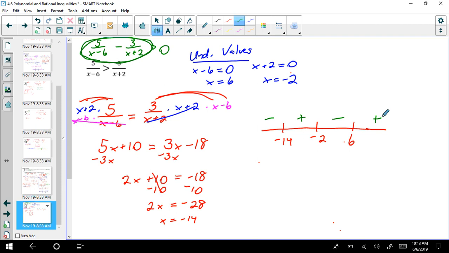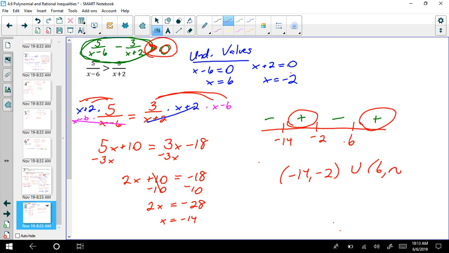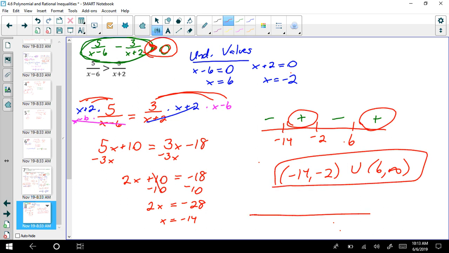And now let's answer the question. I had greater than 0, so I want the positive regions. And will I use parentheses or brackets? I should use parentheses because I don't have the equal to bar. There would be my solution intervals. And if I graphed it, I have parenthesis, parenthesis, parentheses shaded.